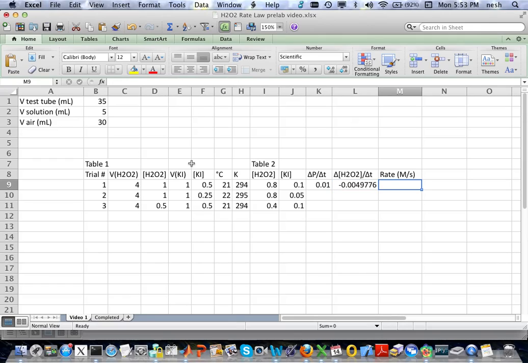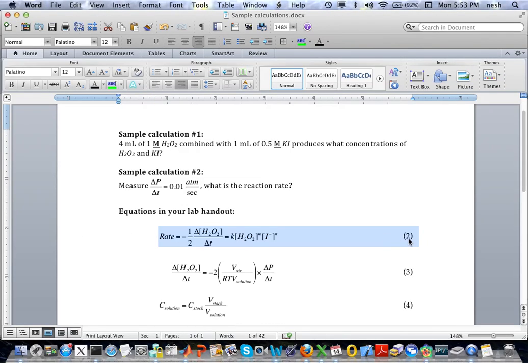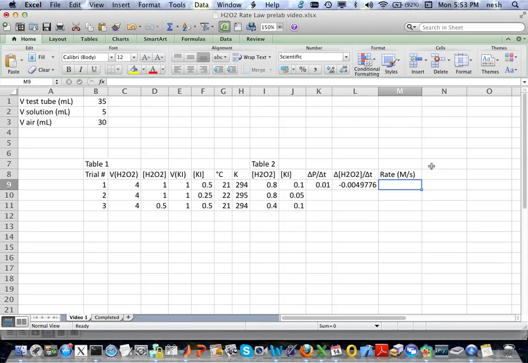The rate, let's see, what did we see in our handout? The actual rate in this equation, equation 2, says take how fast the hydrogen peroxide is changing and multiply it by -0.5. So why don't you give that a shot? Okay, here's my attempt at it. It will be -1/2 times that rate right there, and return, and there we get our number. That's the rate in moles per liter per second, that's the rate of the reaction.